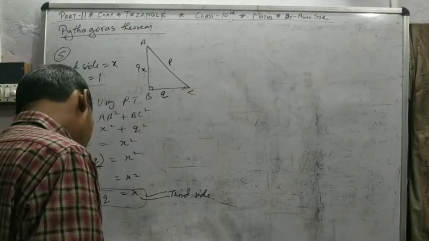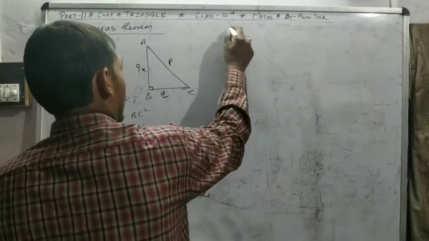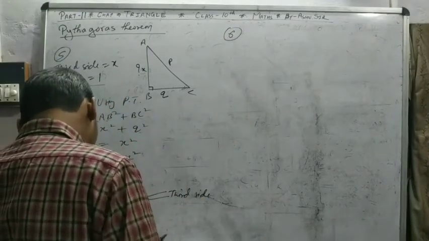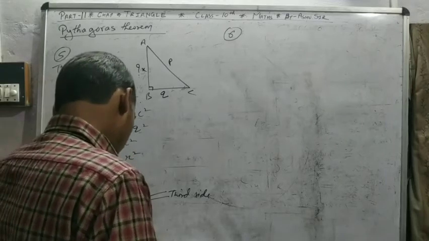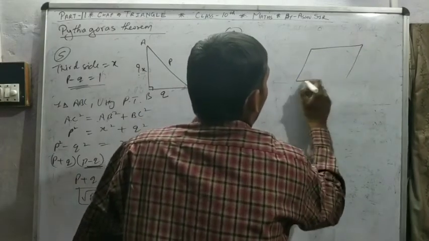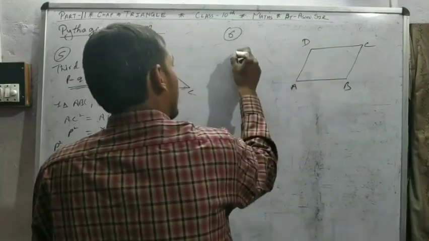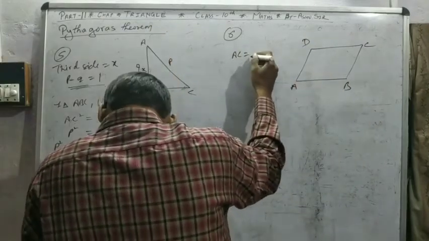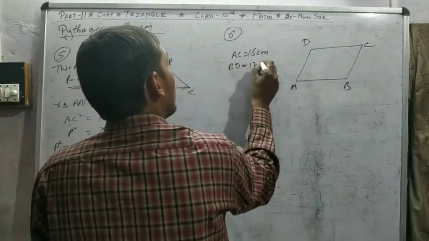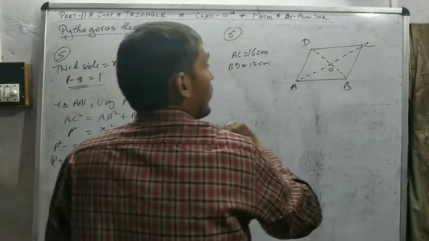See one more question. If the lengths of the diagonals of a rhombus are 16 cm and 12 cm, find the length of the side of the rhombus. These questions are very easy, and also MCQ questions. ABCD is a rhombus. Diagonal AC is given as 16 cm, BD is given as 12 cm. AC 16 and BD 12.